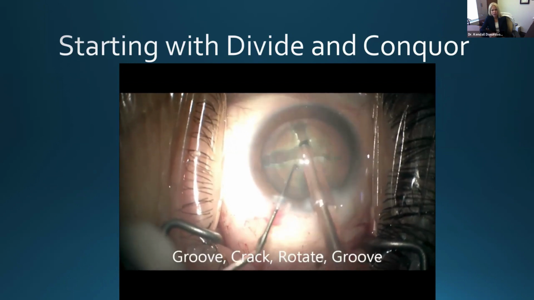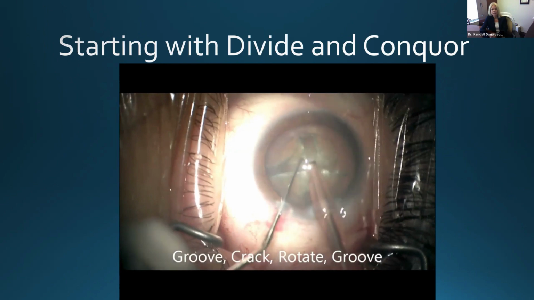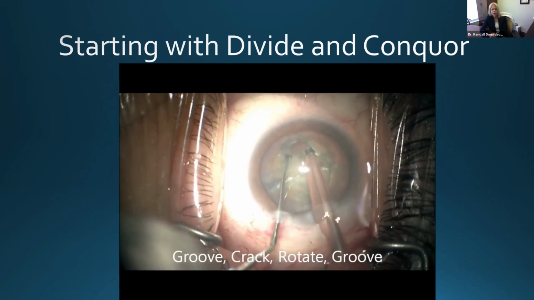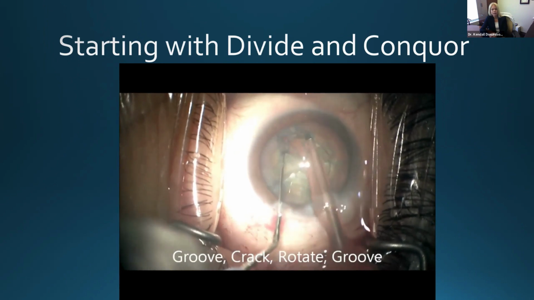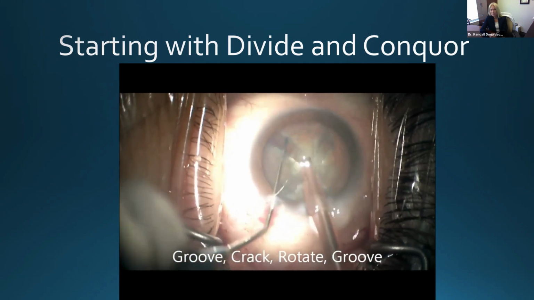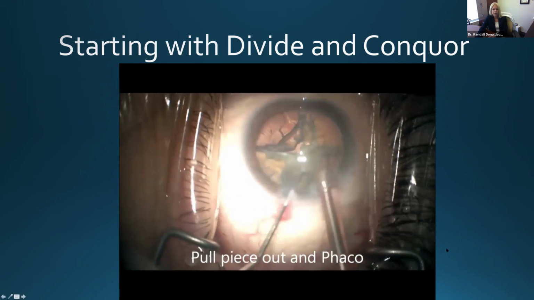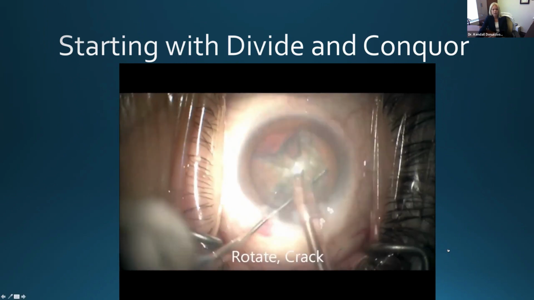And again, we saw that he had beautiful hydrodissection here, so the nucleus just rotates real nicely. And again, putting both instruments across from each other to separate. And then, so now it's easy. Of course, sometimes you can run across a posterior plate or things like that. So that's our basic technique. Okay, so let's go on to the next.